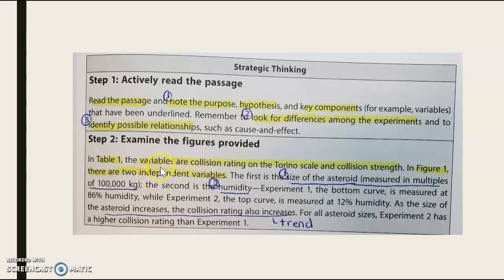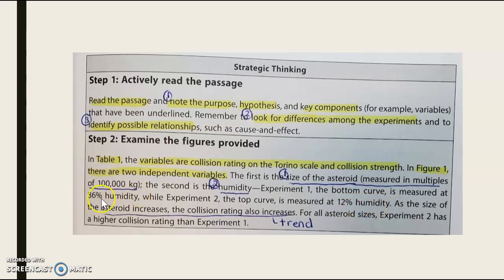In table 1, you're looking at variables, looking at collision rating on what is known as the Torino scale, as well as collision strength. And in figure 1, you're looking at 2 independent variables. The first independent variable, size of an asteroid, which is measured in 100,000 kilograms. And the second independent variable is humidity. In experiment 1, the bottom curve is measured at 86% humidity. That is an important characteristic to note. And in experiment 2, the top curve is measured at 12% humidity.